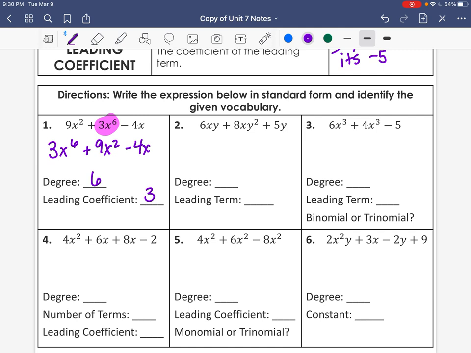All right. Number 6 is a little bit more complex because it has x's and y's. So for this one, we're going to start with, is there an x by itself?